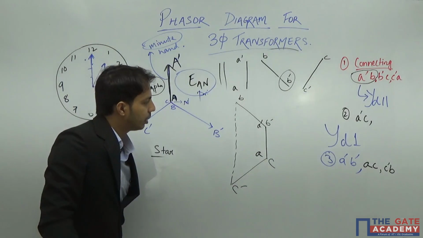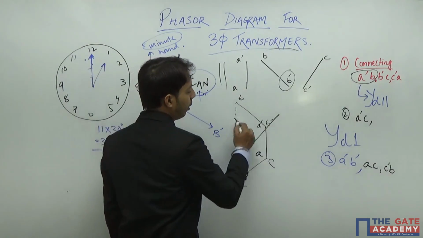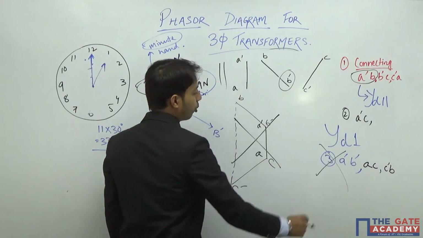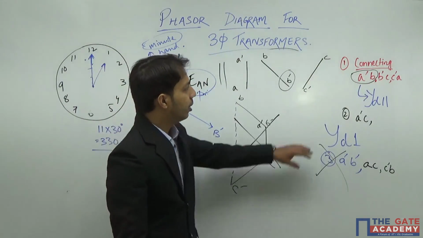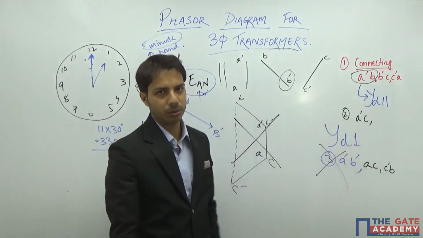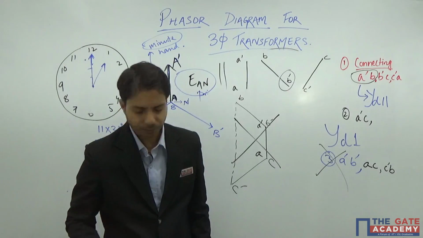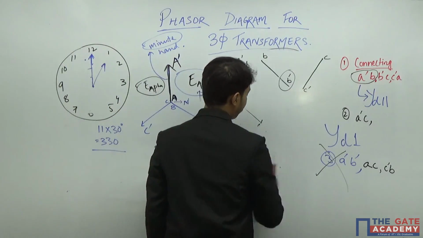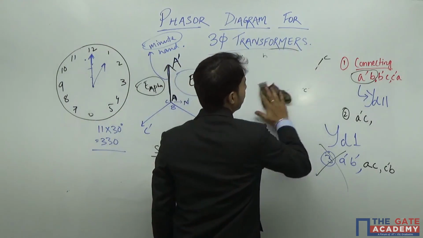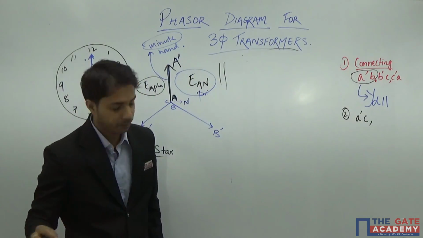Since it is not 120 degree, I cannot consider this particular connection. Any connection outside these two connections is not possible. So what is the summary? Let us understand the summary.